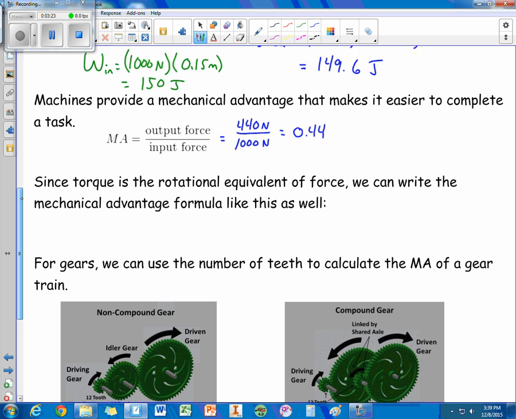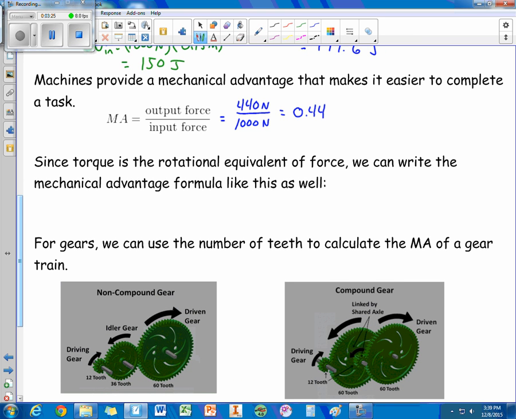Now, torque itself is a rotational equivalent of force. So we can write the mechanical advantage for torque like this as well. Mechanical advantage can also equal the output torque divided by the input torque. And that can be very helpful when we go to do some calculations with torque.